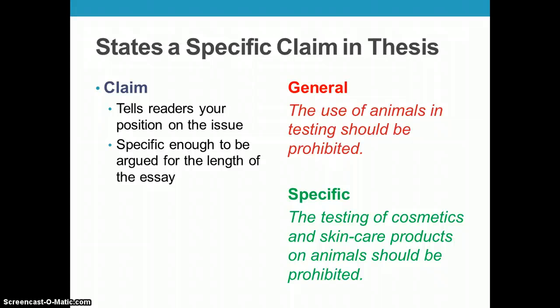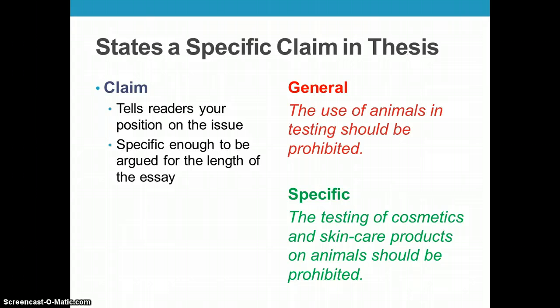Once you have your topic and you know what you're arguing, then you want to have a thesis statement. And in your thesis, you're going to have a specific claim. Claim is a word you're going to hear a lot with argumentation. We have claims in our thesis, and then each body paragraph has a claim as well. The claim in your thesis is going to tell the readers your position on the issue, and it needs to be pretty specific and more specific depending on the length of your essay.